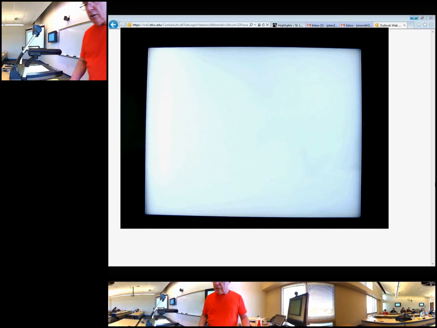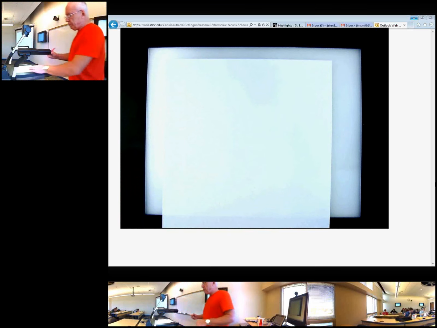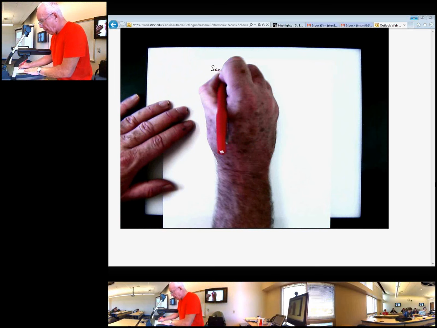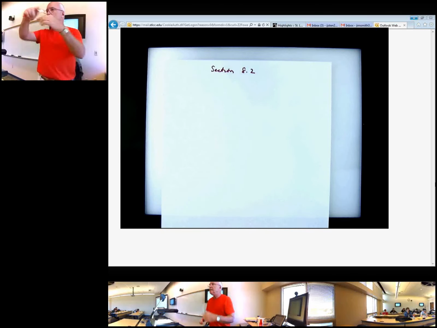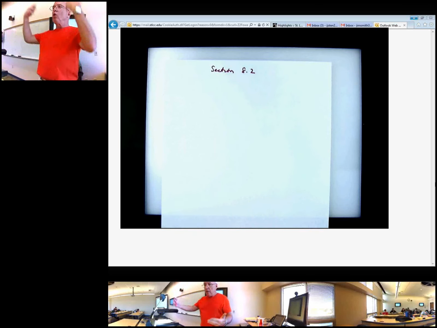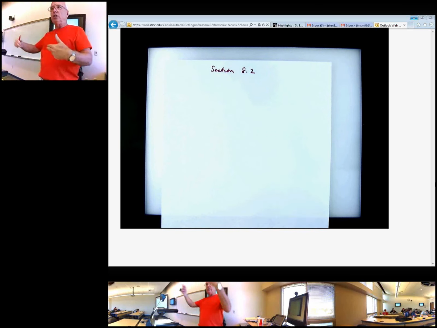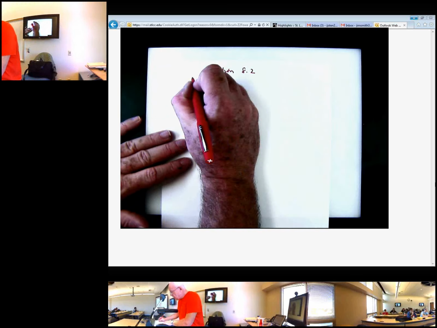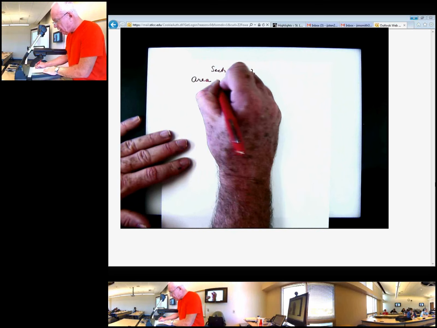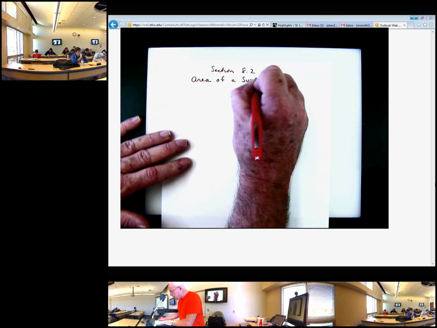Let's get started here a little bit on the next one. We're not going to go the full length here today, but let's just get started on this. The next section is 8.2. And with 8.2, what we're doing is this. We're taking a curve, and we're going to rotate it around an axis to get a surface. And I'll show you, I've got a PowerPoint with that. So what we're computing is the area of what's called a surface of revolution.